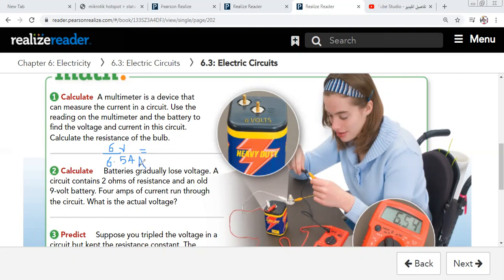Resistance equals 6 divided by 6.54, which equals 0.91 ohm.